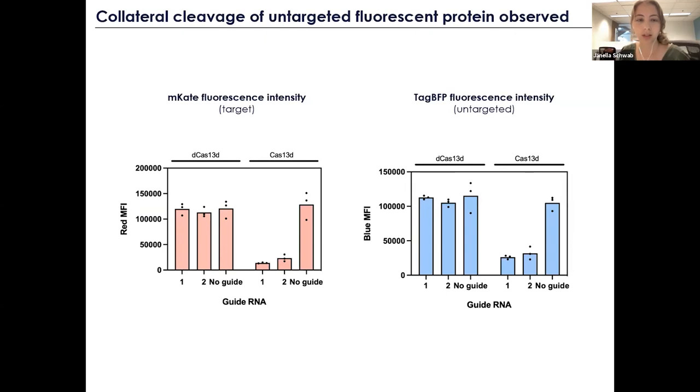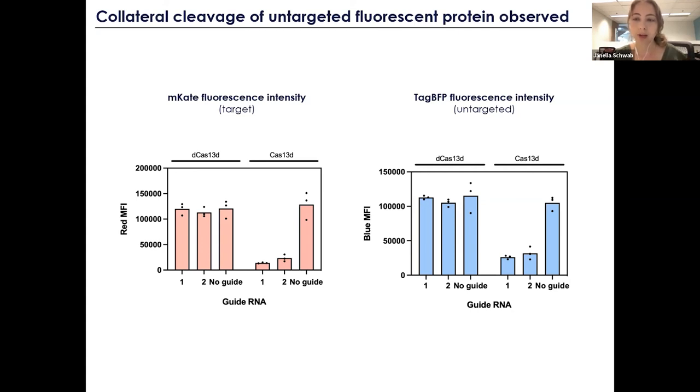From the mean fluorescence intensity of red and blue, we did see collateral cleavage activity. The left panel shows the expected on-target activity, where on the left side of the panel is the initial levels of fluorescence with inactive Cas13, and once wild-type Cas13D is introduced on the right side of the panel, the fluorescence levels are decreased. This is because both guides target the red fluorescent protein.